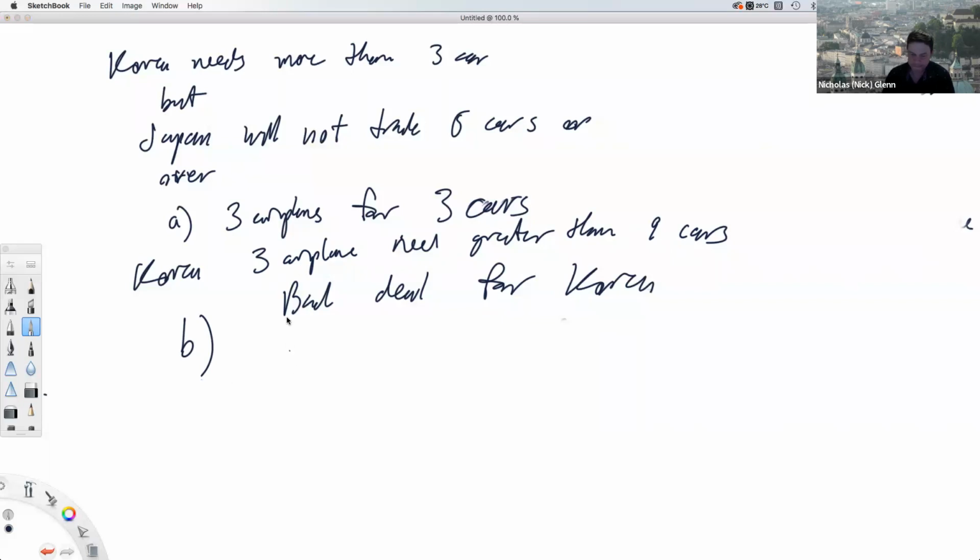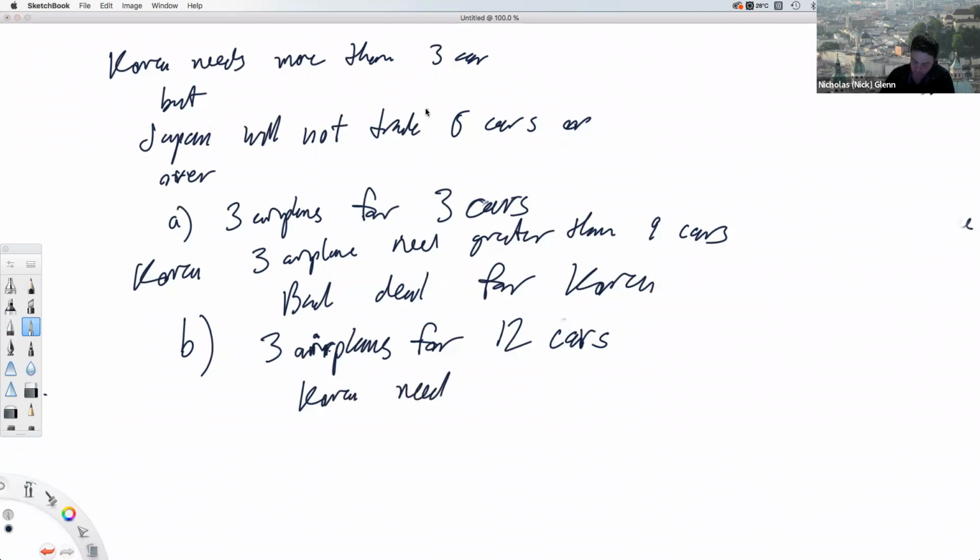What about B? Well, B is 3 airplanes for 12 cars. All right. So for 3 airplanes, remember Korea, for each airplane, 3 cars. So for 3 airplanes, Korea would need 9 cars. So that's a good deal for Korea. 12 cars, that's 3 more than they could get by doing it themselves. So yeah, they would produce these 3 airplanes and trade for 12 cars, which would be a good deal.